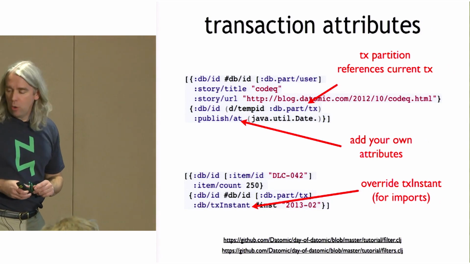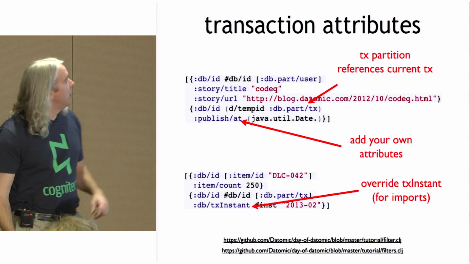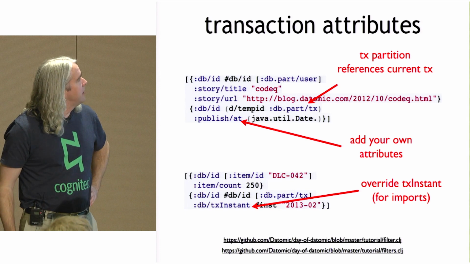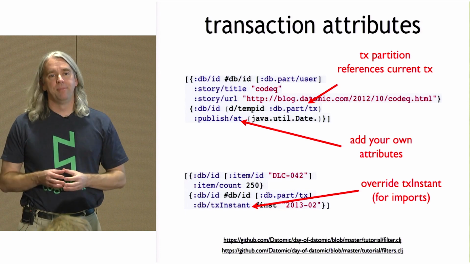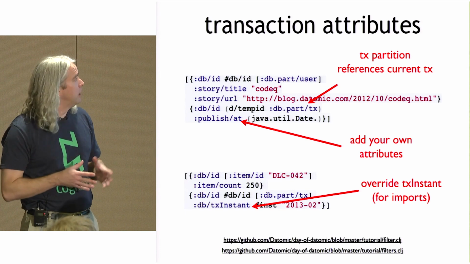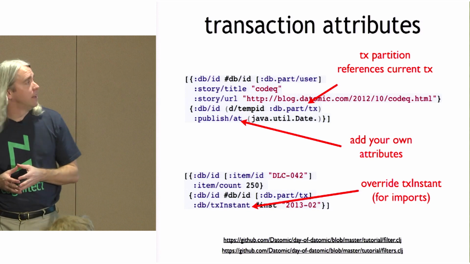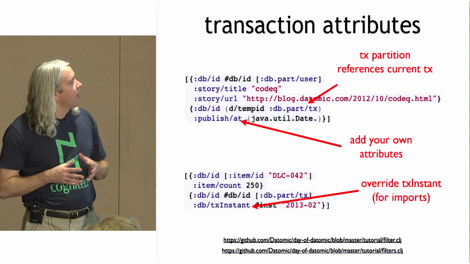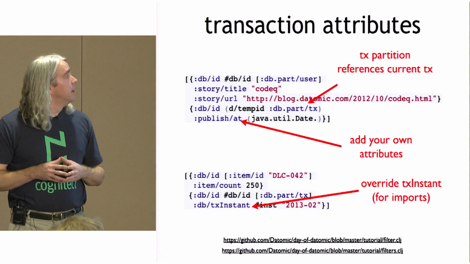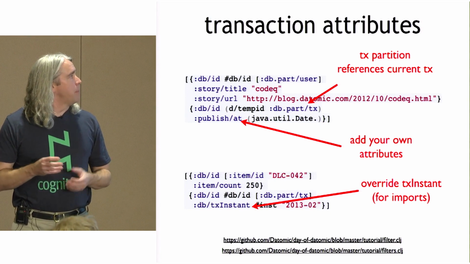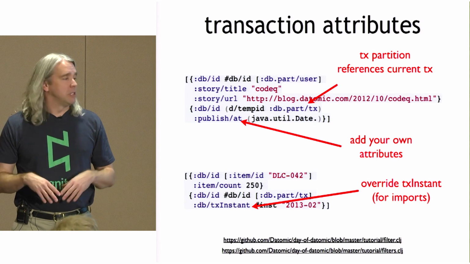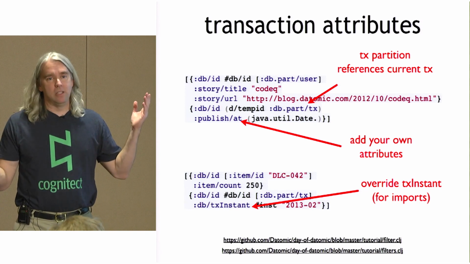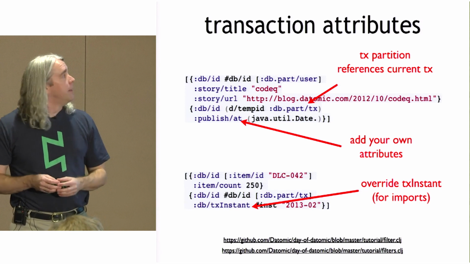Transactions can have their own attributes. So in the top transaction data here, this is back to our social media database, I'm creating a story whose title is codec and whose blog URL is whatever. And then I'm annotating not the story, but the transaction with a publish_at attribute. Publish_at is an attribute I made up. Right? I put it in the schema just like you would put any other attribute in the schema.